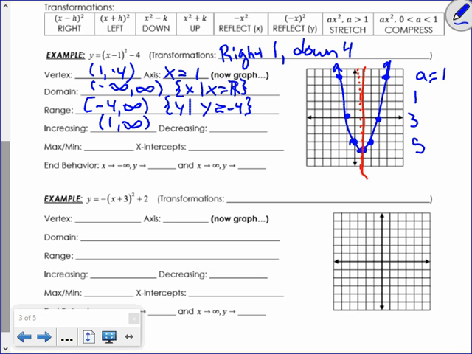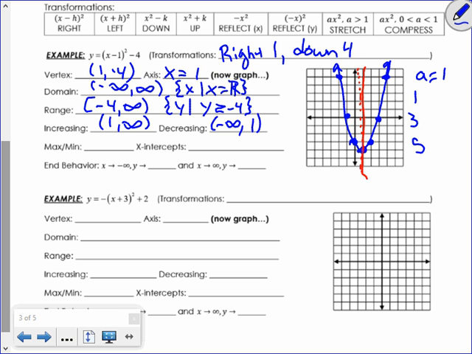And then the left side is my decreasing, which is from where to where? Negative infinity until 1. So you guys will notice that your axis of symmetry, that axis goes right down the middle. That number that you use for the axis is what's going to go in the increase decreasing intervals. It's all connected.